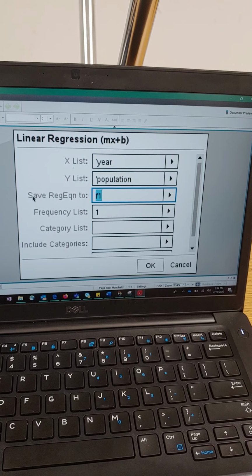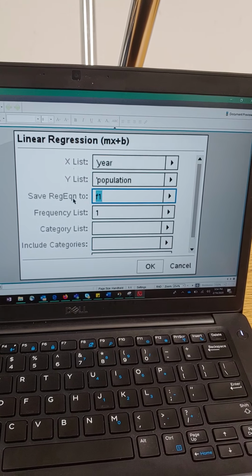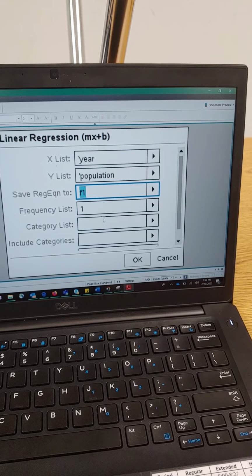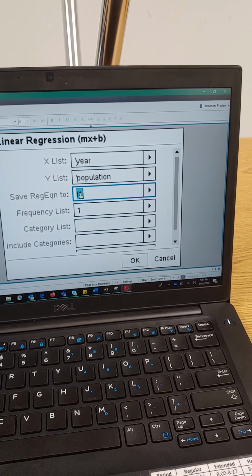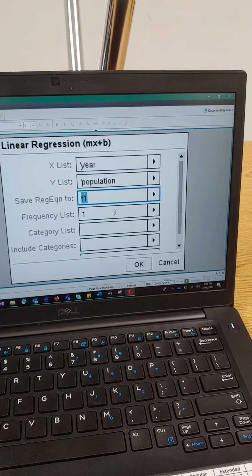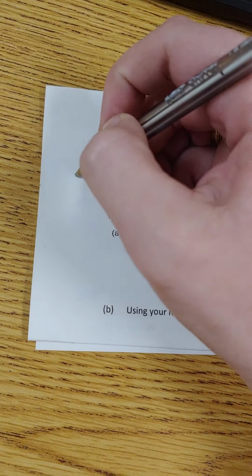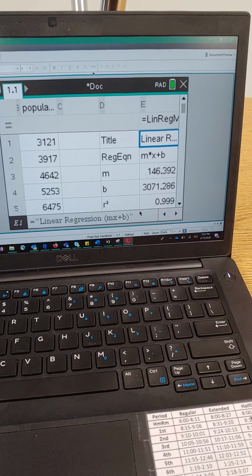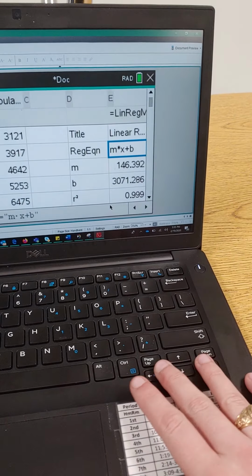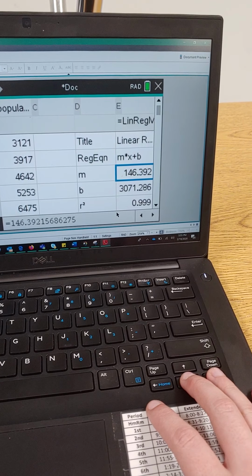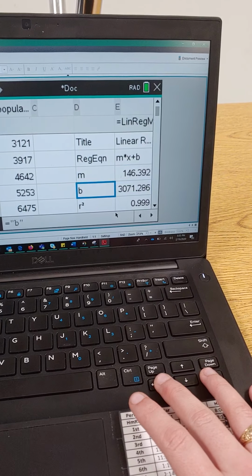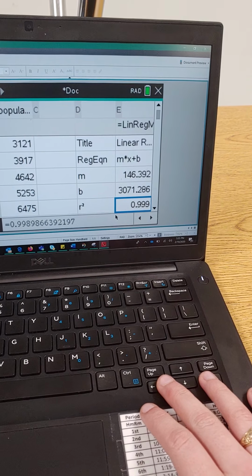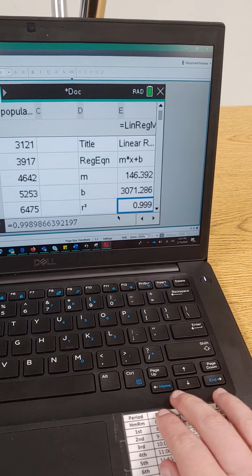Notice that my calculator is going to save this equation, EQN represents equation, in F1. That's going to be really helpful later. Yours might say something different. You can always change it, but just make a note of which one it's saving in. Mine's F1. Watch, I'm even going to write a little note, F1. I'm going to push OK. And what this gives me is it tells me, hey, your equation is mx plus b. Here's what m is, and here's what b is. And my r squared is 0.99. That means it's a really close fit, because the closer it is to 1, the closer the fit.